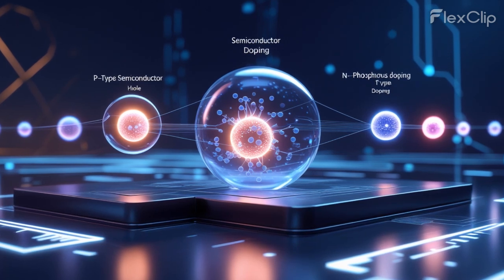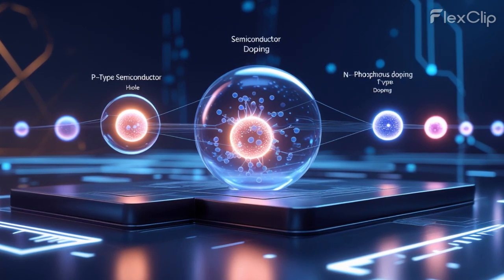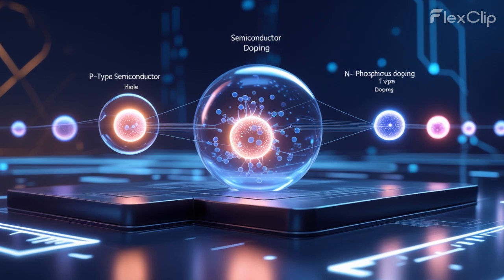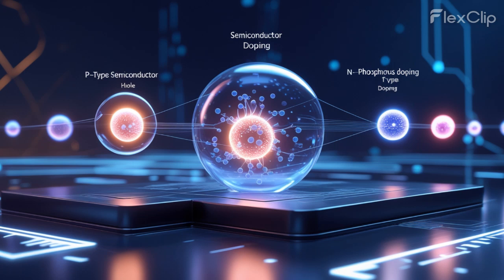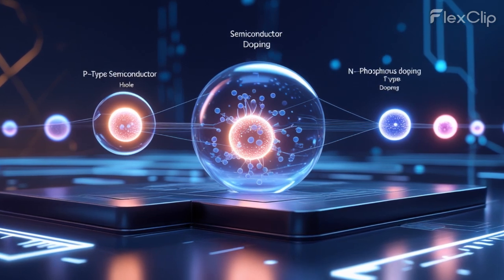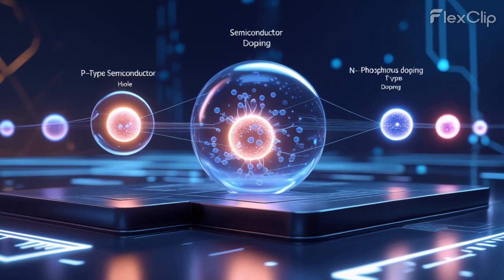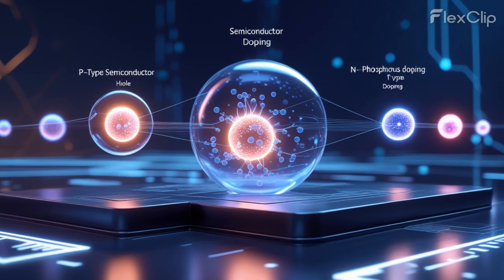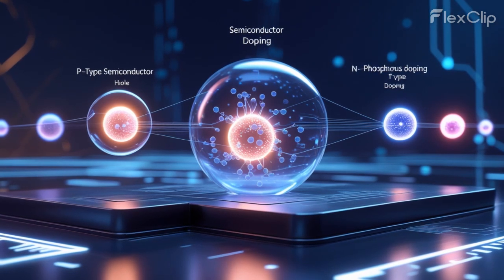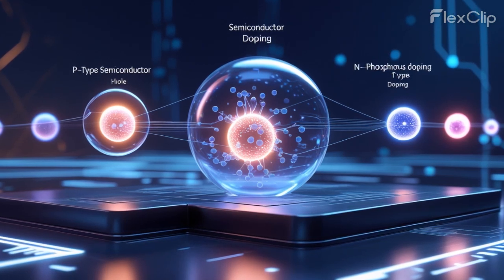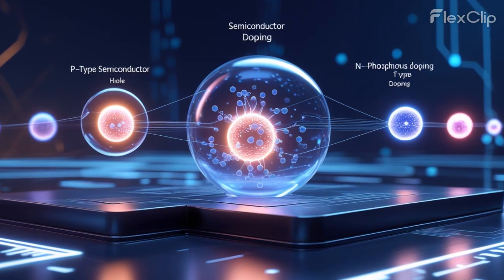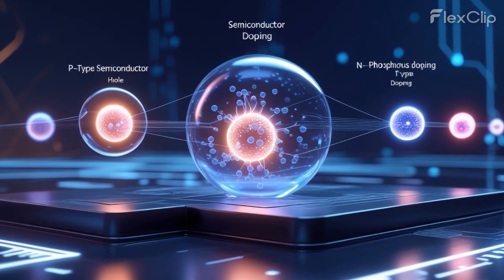This is the PN junction, the unsung hero of modern physics and technology. But how does it actually work? And why does a simple combination of two materials, P-type and N-type semiconductors, create the foundation of all electronics? Let's break it down. The building blocks, P-type and N-type semiconductors. To understand the PN junction, we need to meet its two key players, P-type and N-type semiconductors.